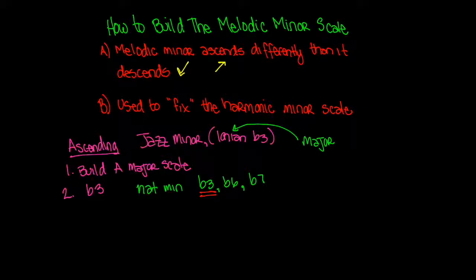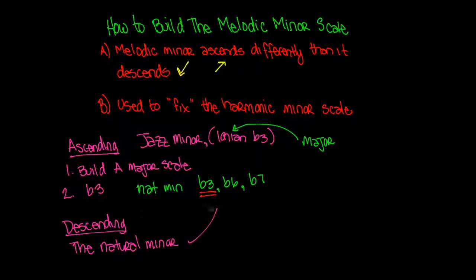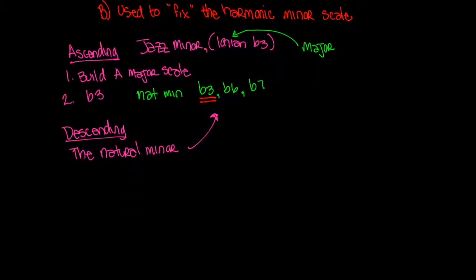Now, looking at the descending portion, which is the portion of the scale that goes down, the descending portion is very easy to build. It's going to be the natural minor scale, and we already pointed out how to do that. So it's just the natural minor scale. Just take a major scale and flat 3, flat 6, flat 7. Okay, so let's take a look at an example.